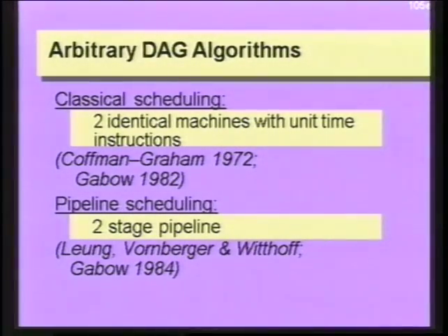Another well-known scheduling problem is the classical scheduling problem for two identical machines. Now, I've told you that if you have an arbitrary number of identical machines, namely m of them, the problem is NP-hard. However, if you have only two, then there are two polynomial time algorithms that are known for that problem. And in fact, they both carry over directly to pipeline scheduling. So you can take both of those algorithms from classical scheduling theory and apply them to this two-stage pipeline problem without even making many modifications to them.